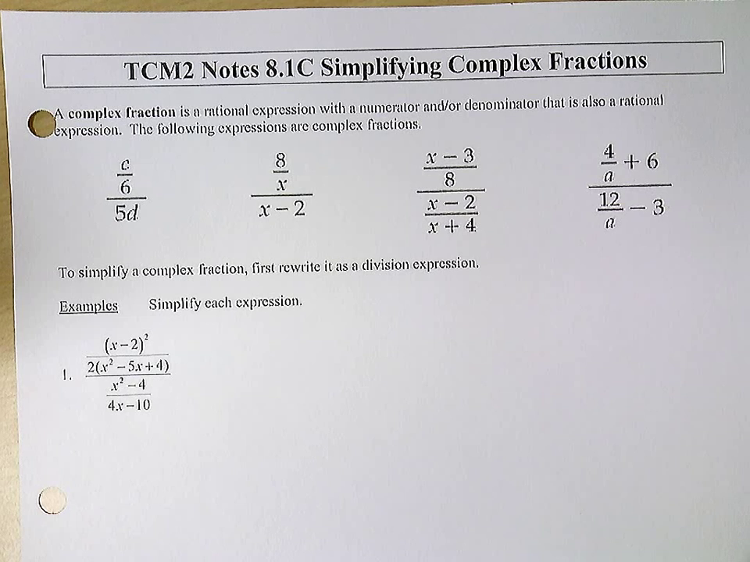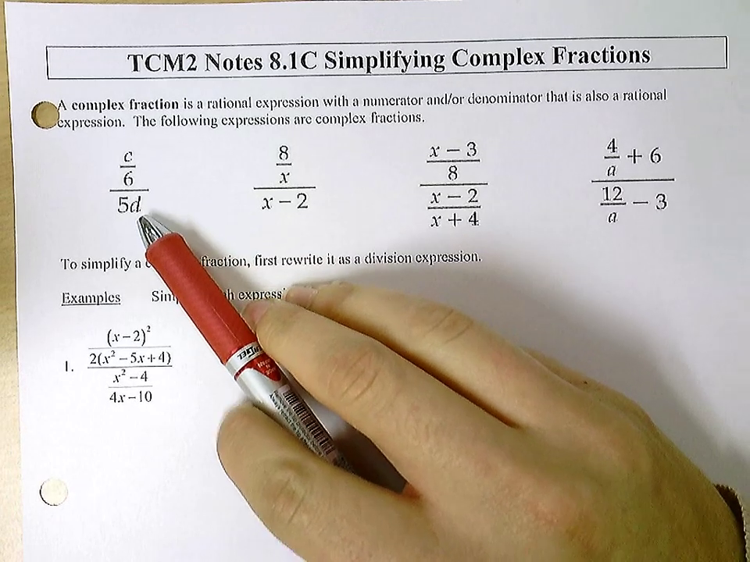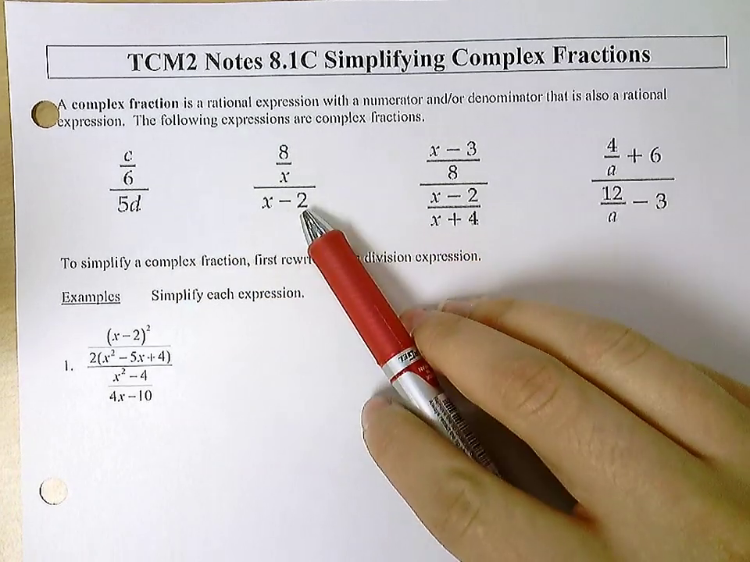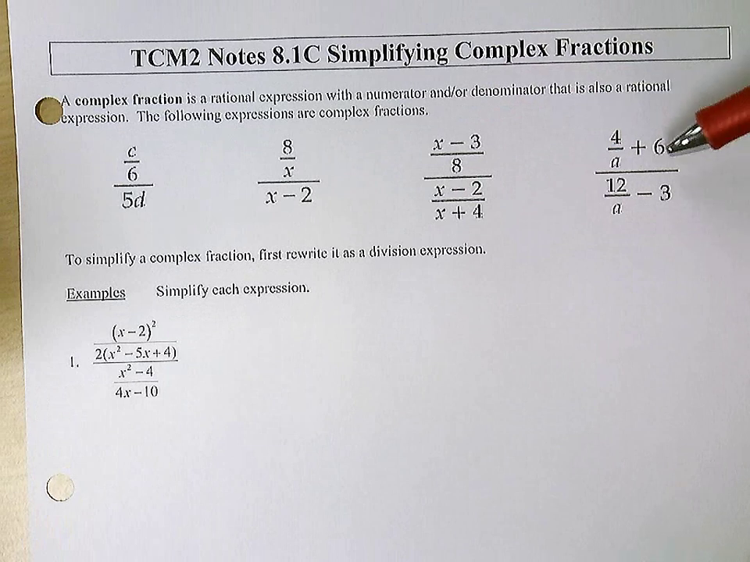All right, so again, today we're going over simplifying complex fractions. A complex fraction is a rational expression with a numerator and/or denominator that is also a rational expression. So the following expressions are complex fractions. Here I have a fraction in my numerator over that denominator. Again, a fraction in the numerator over the denominator. Here I have a fraction in the numerator and the denominator. And in this one, I have a fraction as part of the numerator and part of the denominator. If you have multiple fractions within a fraction, it is a complex fraction, and we can simplify those.